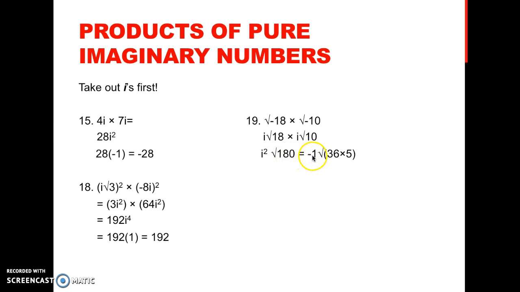We can break that down even further. We have i squared equals negative 1 times the square root of 36 times 5. Or you can break it down even further. The square root of 36 equals 6. And then you'd have 6 times negative 1, which would be negative 6, times the square root of 5.